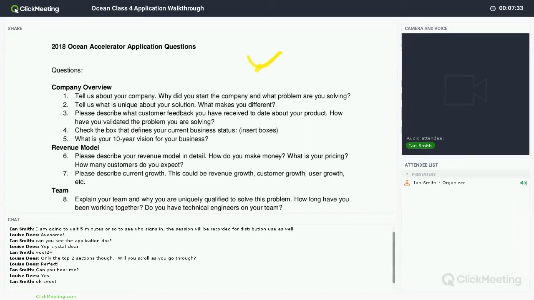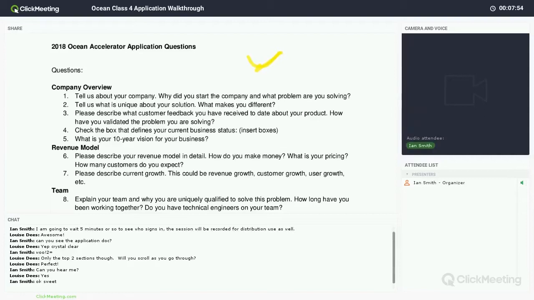This section is designed for us to get to know your company a little bit more, get a little more context into how you started it, why you started it, how long you have been working on it, etc. So first question, tell us about your company. Why did you start the company and what problem are you solving?